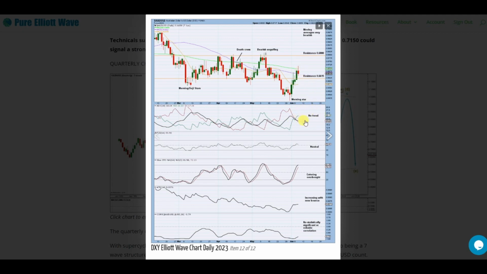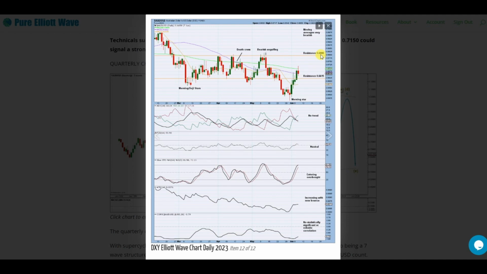ADX is showing no clear trend. RSI neutral. Stochastics are entering overbought. They did reach oversold at the bottom and are now entering overbought. ATR is increasing with the bounce, and there's no statistically significant or reliable correlation between the Australian US dollar and the US dollar index visible here. This chart does show the market has a little bit more to go, with ADX indicating no trend and stochastics now entering overbought. Price could reach this 0.6800 resistance area before we'd see a pullback according to that model.